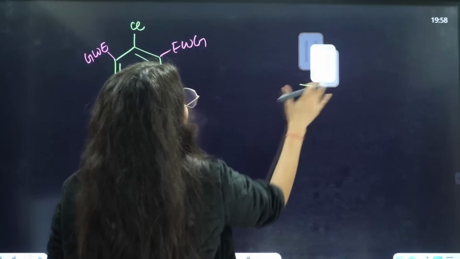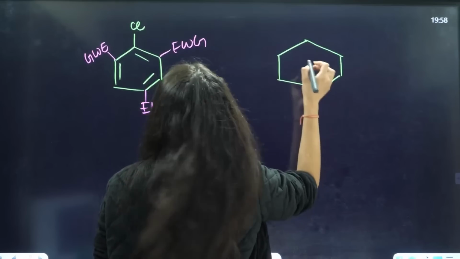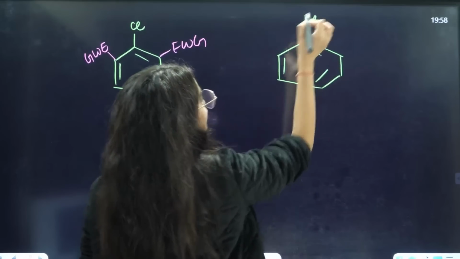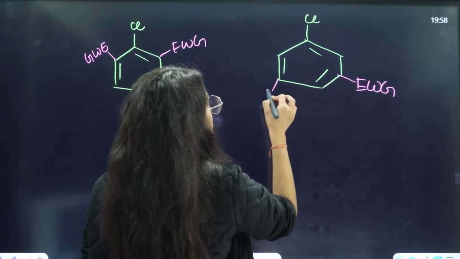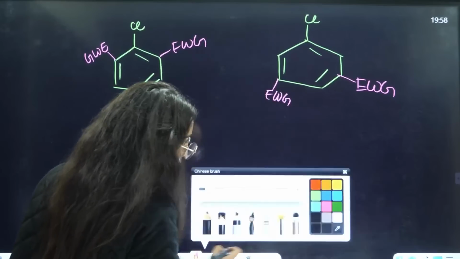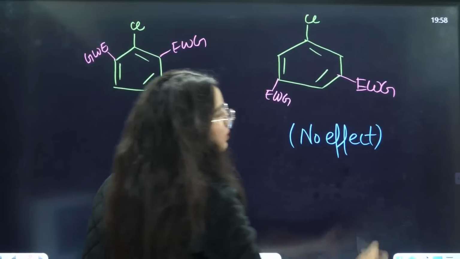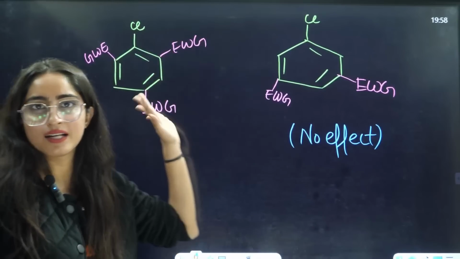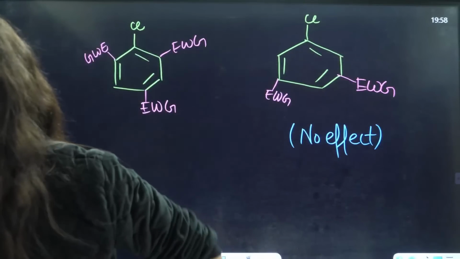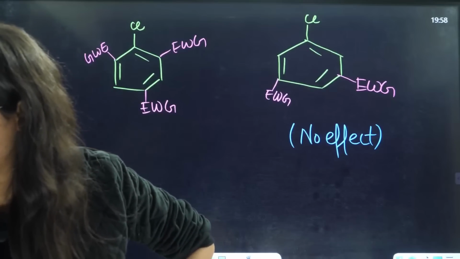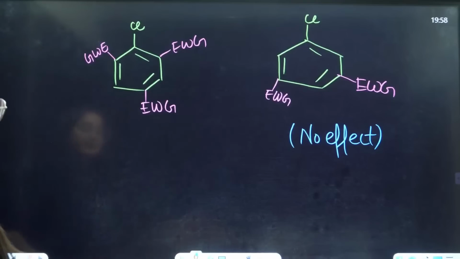But if you are doing the same thing, but here the electron withdrawing group is at the meta position, this question they can ask you, okay? Electron withdrawing group is at the meta position. There is no effect on the conditions, so drastic conditions are still required. Okay? Got it? Yes, everybody. Now, that is done.